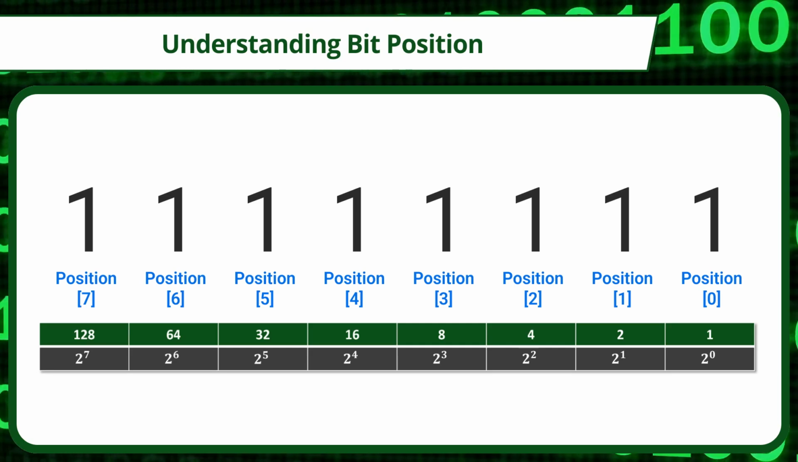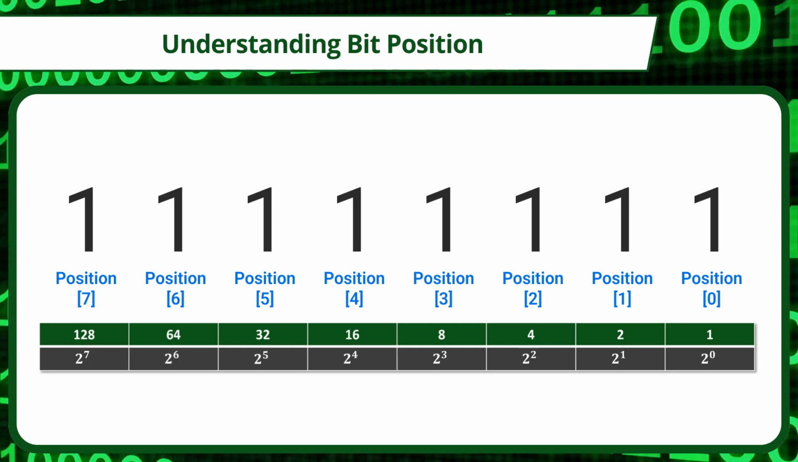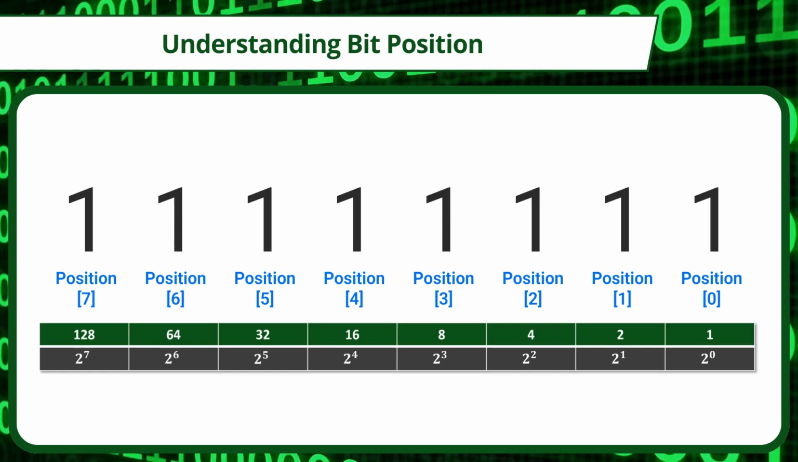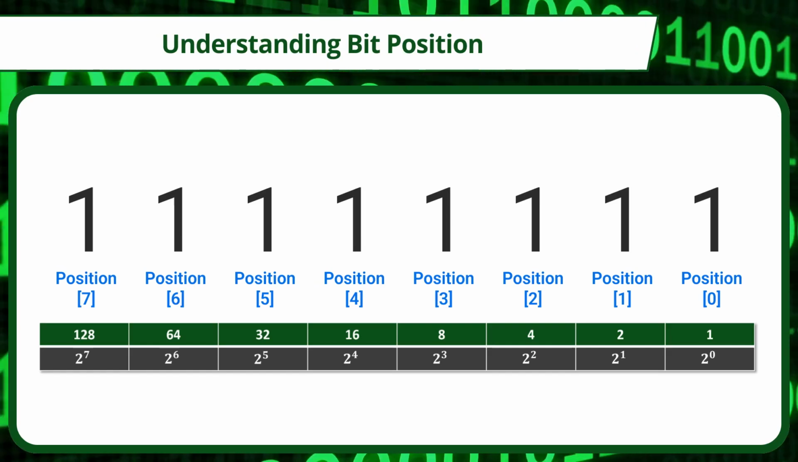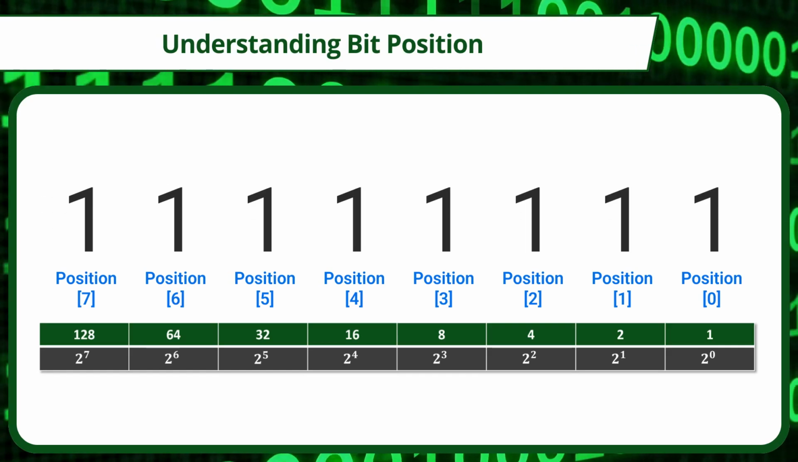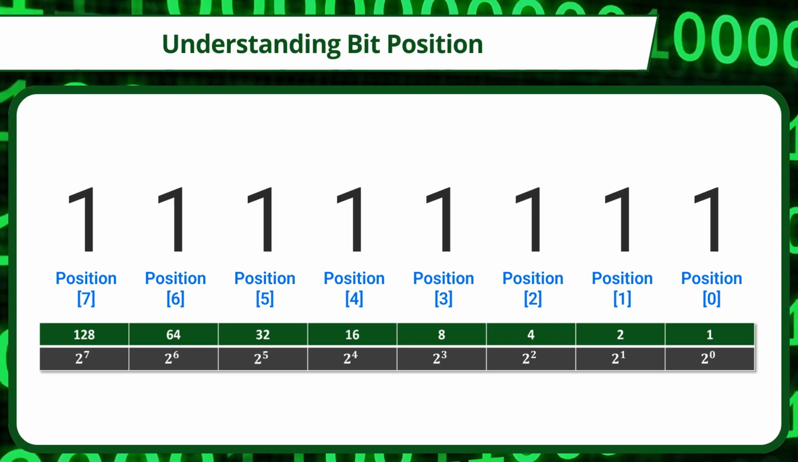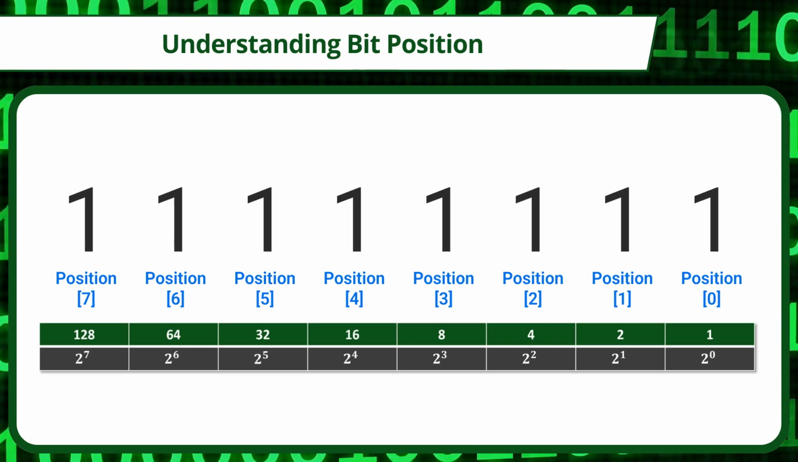So, to reiterate, the rightmost digit is position 0 and always shows the ones place because 2 to the power of 0 is 1. Move one spot left and you reach position 1, which stands for the 2's place, since 2 to the power of 1 is 2. The next spot to the left is position 2, which is the 4's place, since 2 times 2 is 4.